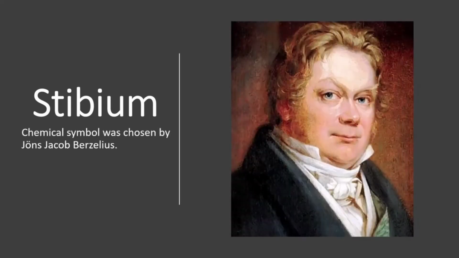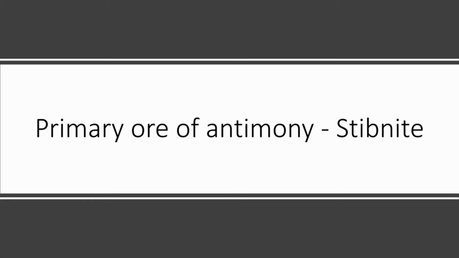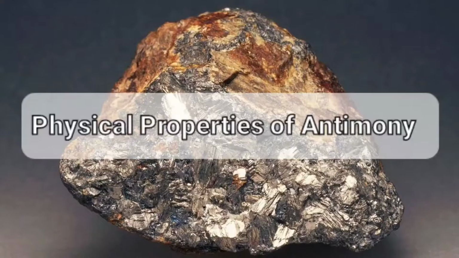Antimony's chemical symbol Sb does not seem to match its name very well. The Latin word for antimony is stibium, from which the chemical symbol was chosen by John Jacob Berzelius. The primary ore of antimony is stibnite.